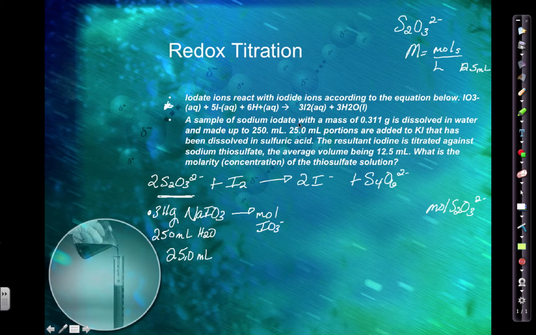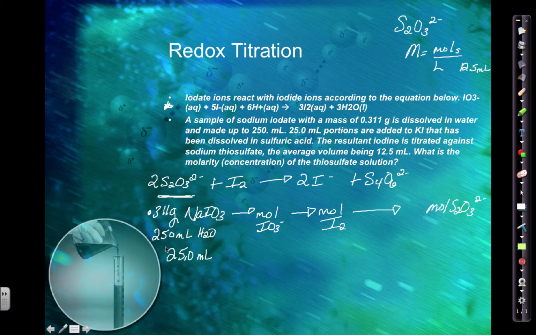So once I make the I2, then it reacts with the sodium thiosulfate. So I need to go from moles of iodate to moles of iodine, because that's going to tell me how much iodate reacted. And then I can go from the iodine, just the I2, to the sodium thiosulfate. So these are the steps that we're going to use.